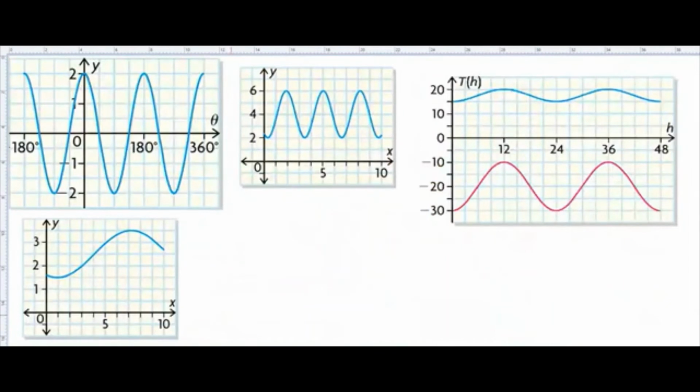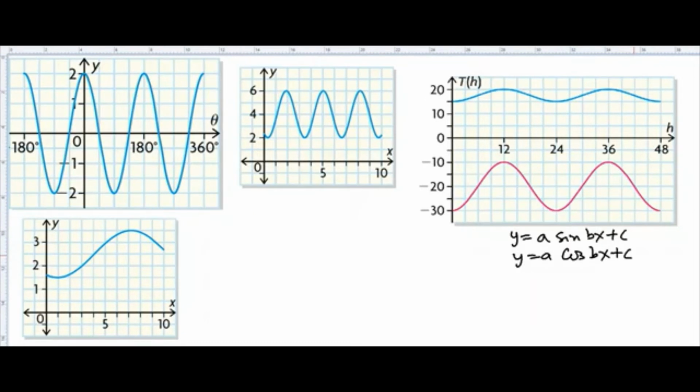Okay, now I will write the equation of all these graphs one by one. And I know that the format of an equation is y equal to a sin bx plus c, or y equal to a cos bx plus c. Now what will I do? I will write the equation one by one.